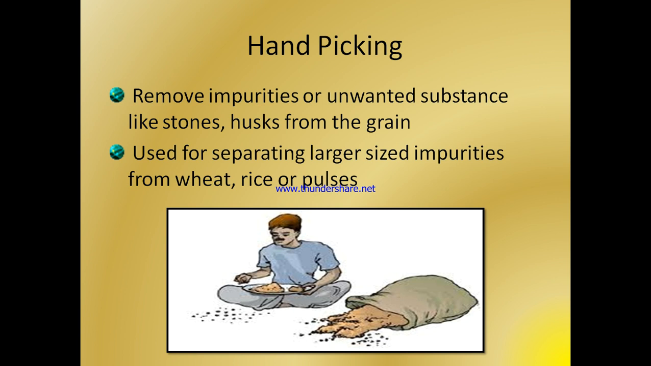There are different methods to separate two different substances. First is hand picking. It is used to remove impurities or unwanted substances like stones and husks from the grain. It is used for separating large-sized impurities from wheat, rice or pulses.